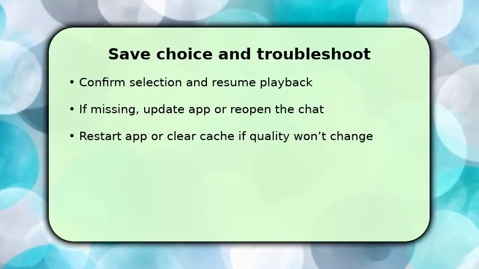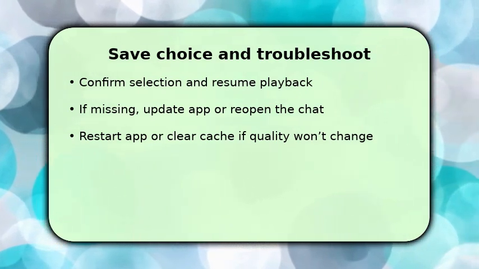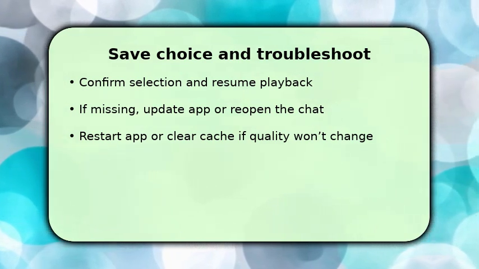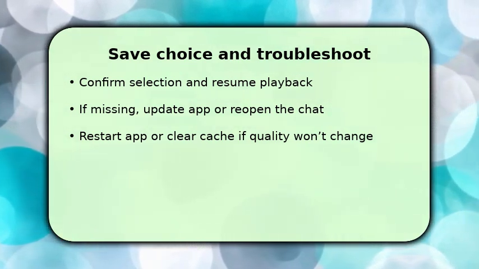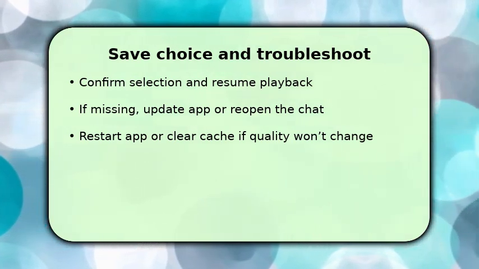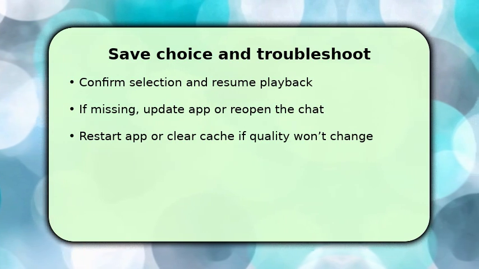If the quality option is missing, make sure your Telegram app is updated and reopen the chat. Sometimes options appear after a restart. If playback still won't switch, clear the app cache or force close and relaunch Telegram. This often resolves stuck players.